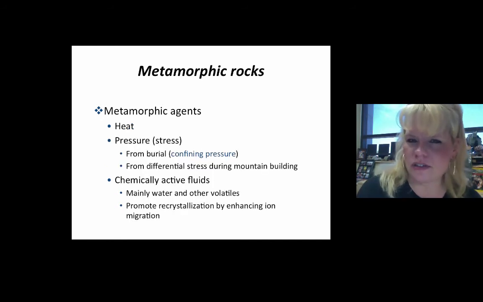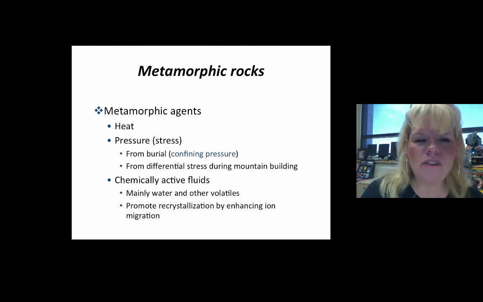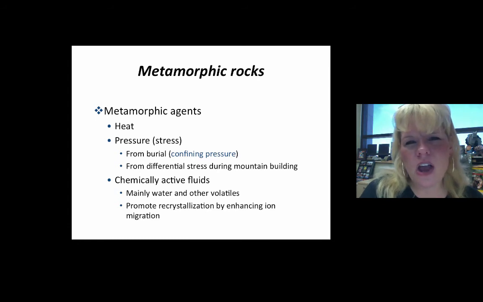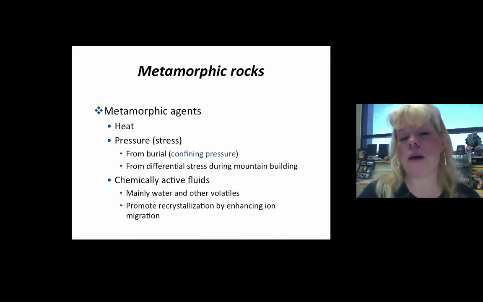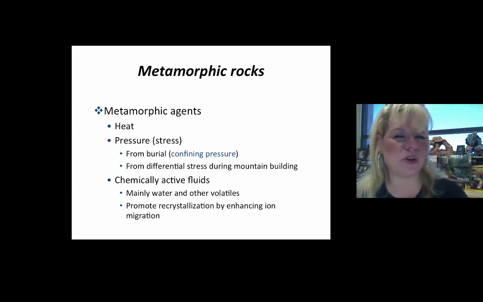So the three agents, and this is a test question for metamorphic rocks, are heat, pressure, and fluid reactions. So obviously heat happens for every kilometer you travel deep in the subsurface. Let's say you travel 1 kilometer beneath the surface, you should increase by an average of 25 degrees Celsius. That's called the geothermal gradient. That's an important concept. For every kilometer you go down, you increase 25 degrees Celsius on average. So you can imagine that just going down in depth can add metamorphism.